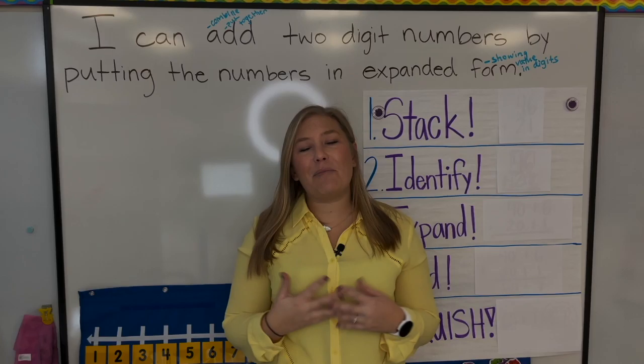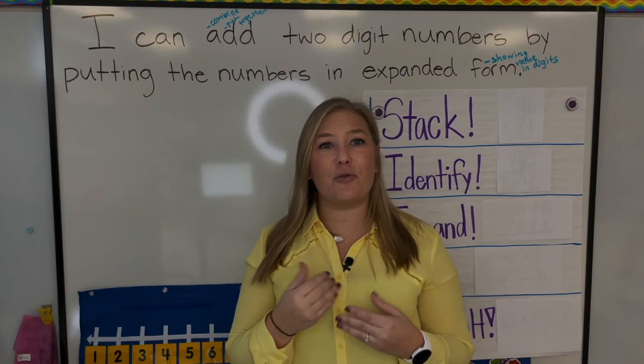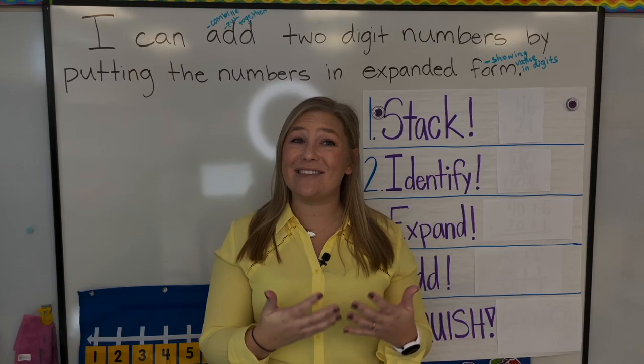Since we're going to be adding two-digit numbers today using expanded form, I think it's important that we review expanded form. When we put numbers in expanded form, we're showing the value of each digit. So when I say the number 52, I know that I have a 5 in the tens place, which we know really is 5 tens, or 50, and 2 ones.